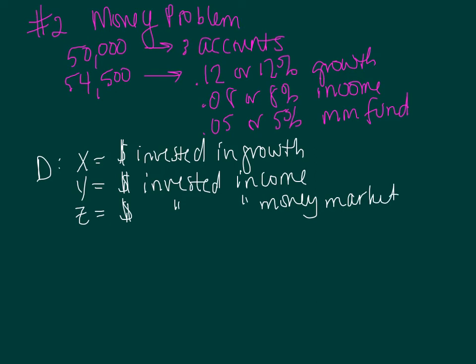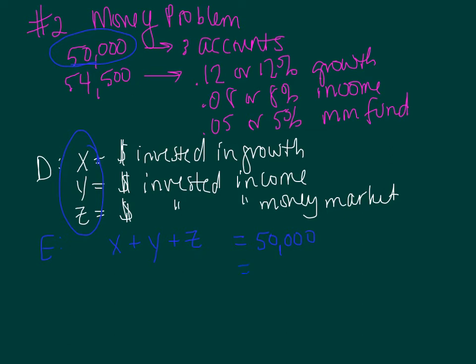Step 2, write your equations. 3 unknowns requires 3 equations. So for the first equation, I look through and see some totals that I had in my original data. 50,000 is one of my totals. That's how much they invested in the 3 accounts. So the amount that they put into the growth fund plus the amount that they put into the income fund plus the amount that they put into the money market fund has to equal 50,000. So this is just the original investment amount spread between the 3 accounts.